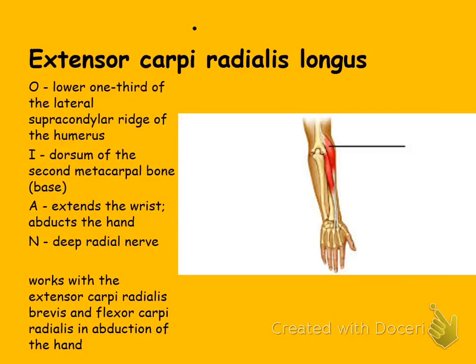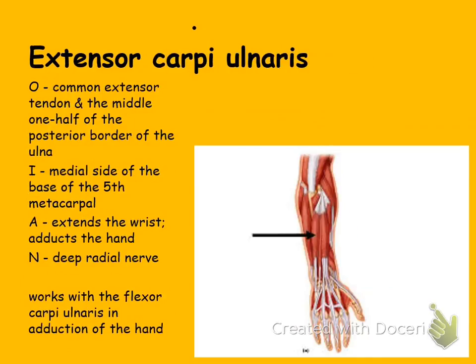Flexor carpi ulnaris. Extensor carpi radialis longus. If we're going to flex any muscle, we have to have a muscle that pulls it back. Otherwise, if we just had a flexor carpi ulnaris, it would just keep your hand bent. We have to have the extensor to straighten it back out. So it originates on the lateral aspect of the humerus and inserts on the dorsum of the second metacarpal bone, clear down into the wrist. That's the antagonist.